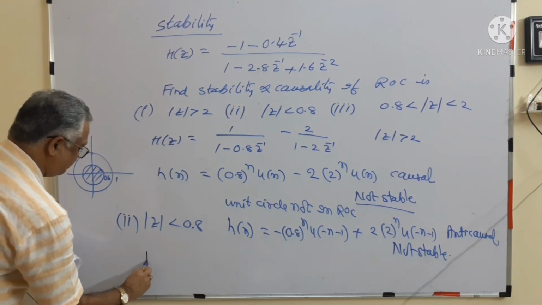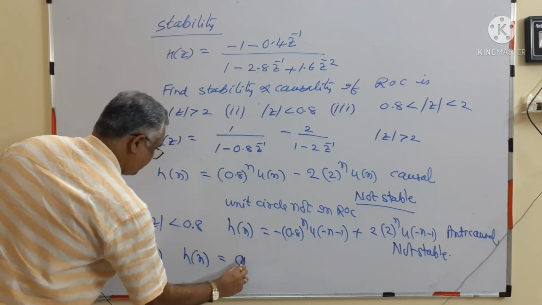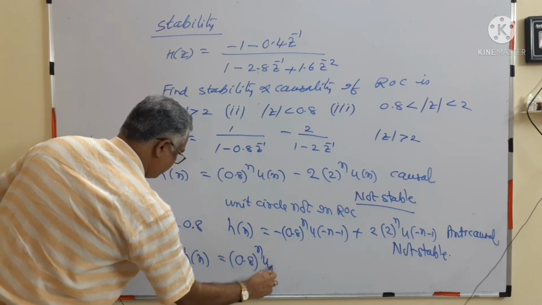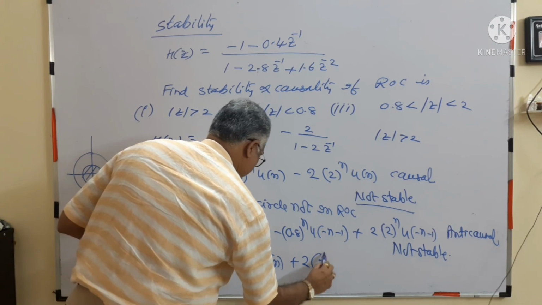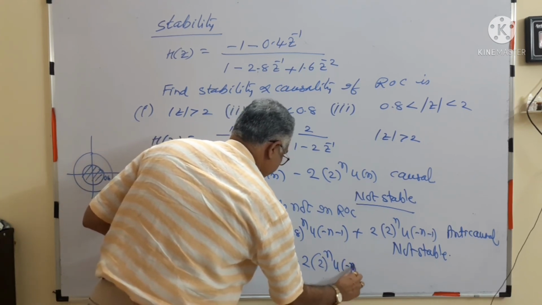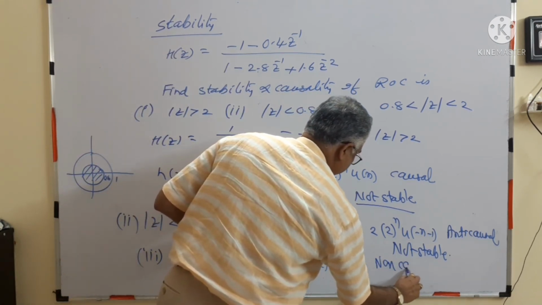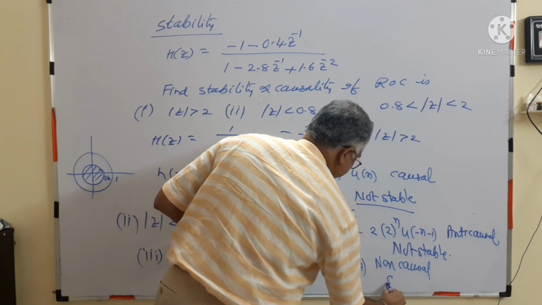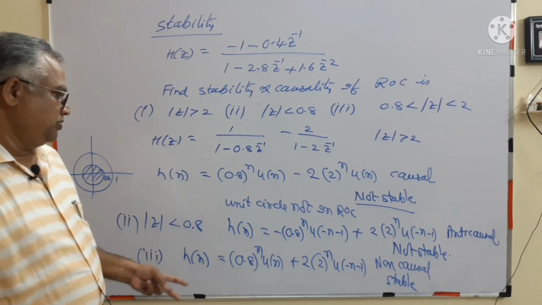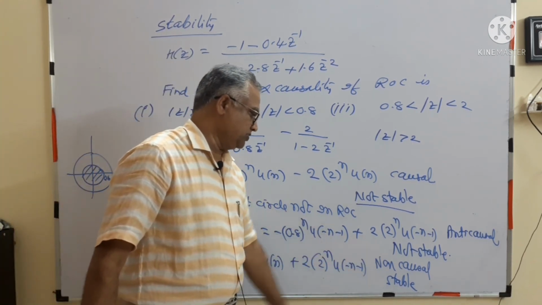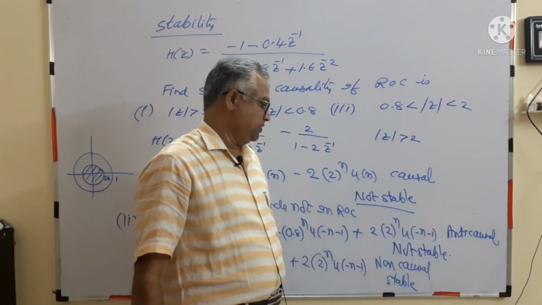So the third case answer I am giving directly: h of n equals 0.8 to the power of n u of n plus 2 to the power of n u of minus n minus 1. So this is non-causal and stable. Try to understand the concept. Your left side and right side both are there, non-causal. And if you go for summation, it is finite, therefore stable.